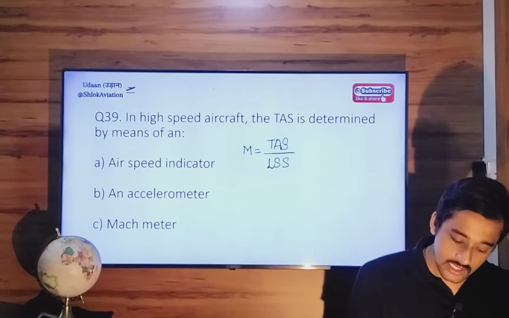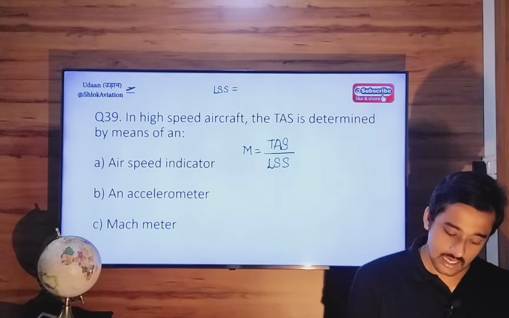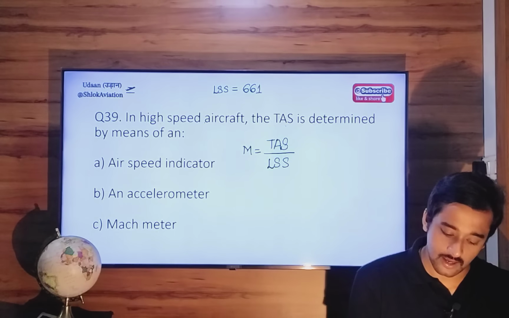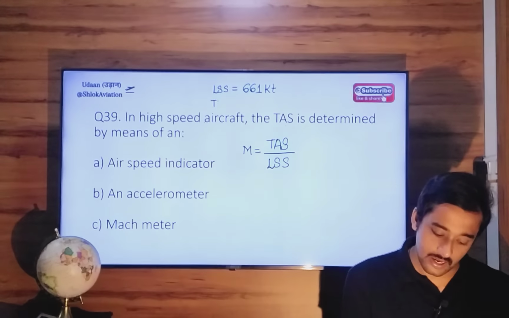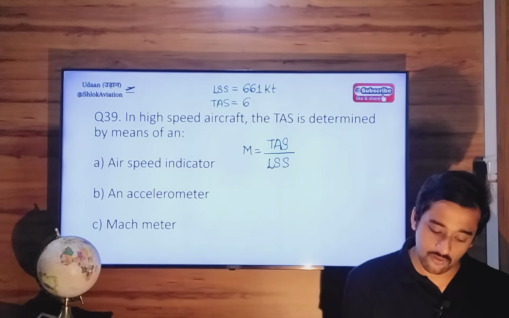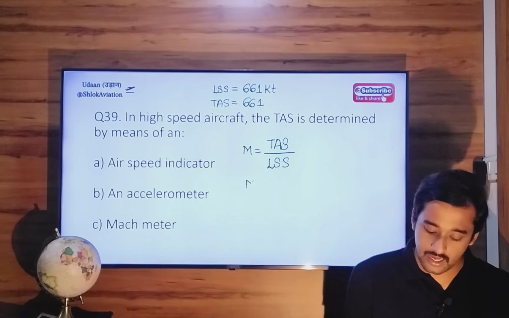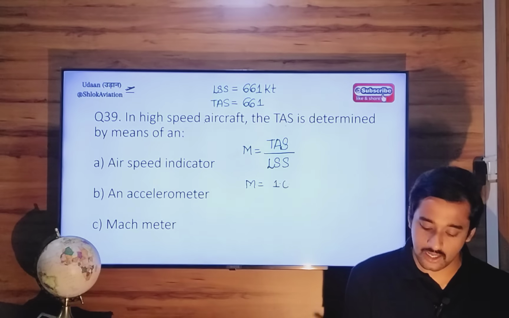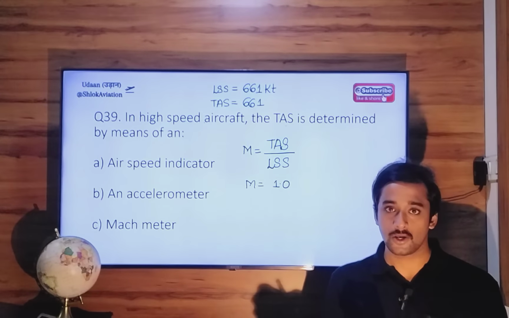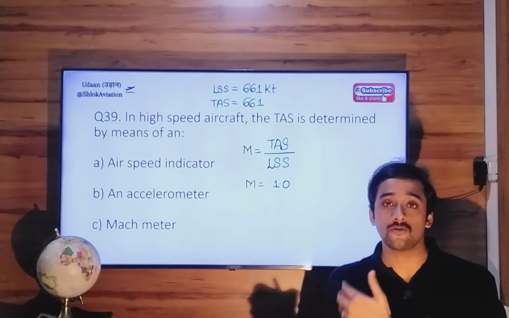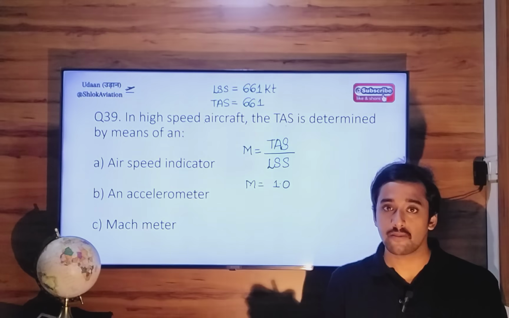At ISA mean sea level, the local speed of sound is 661 knots. And if your aircraft's true airspeed, the real airspeed of your aircraft, is also 661, then the Mach number will be 1.0. That means true airspeed is equal to your local speed of sound. You are flying as fast as sound will travel in the atmospheric medium.